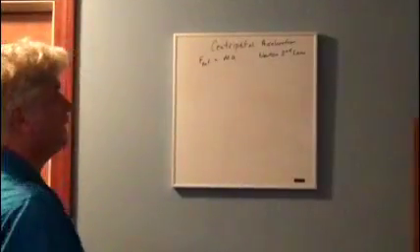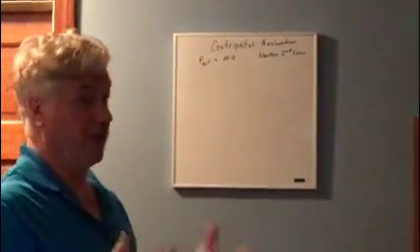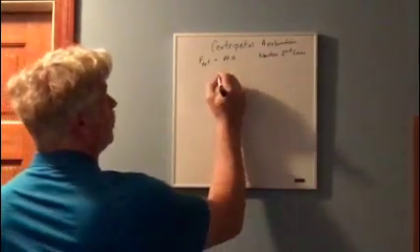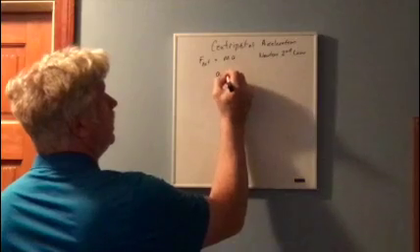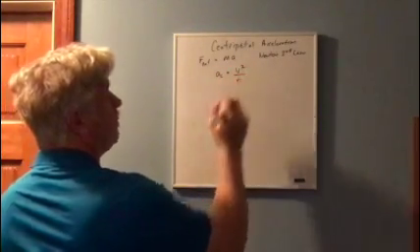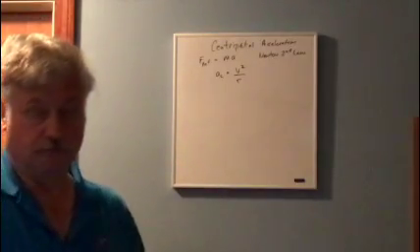Centripetal acceleration means that there's acceleration going to the middle. So we have a couple of different formulas that we're going to use. All right, so here's the first one. Centripetal acceleration is going to be the velocity squared divided by the radius of the circle.